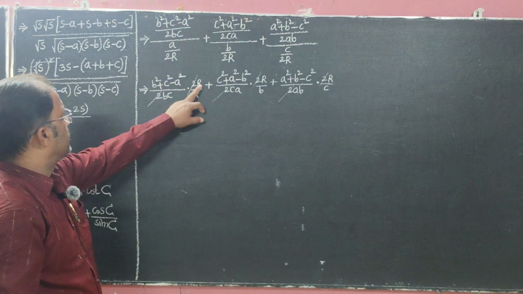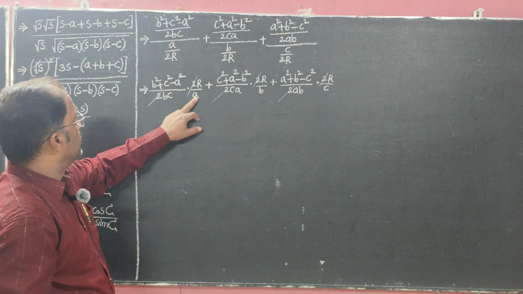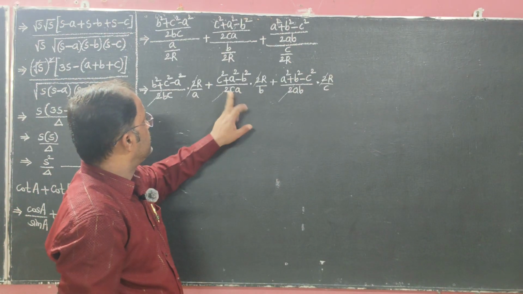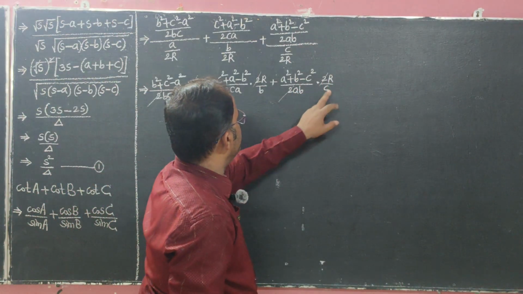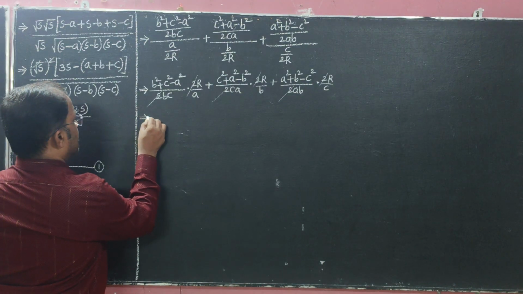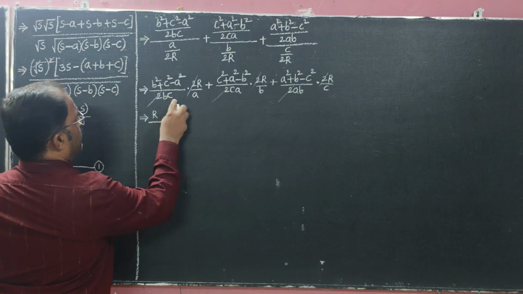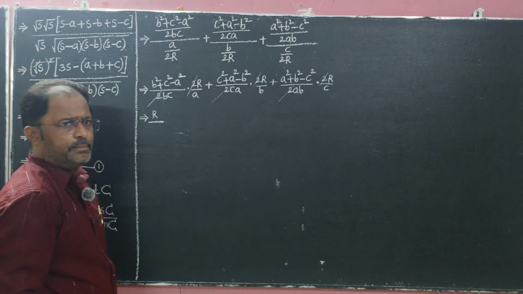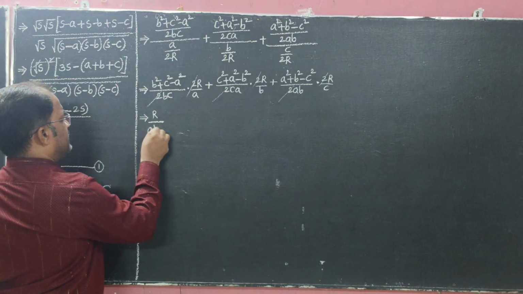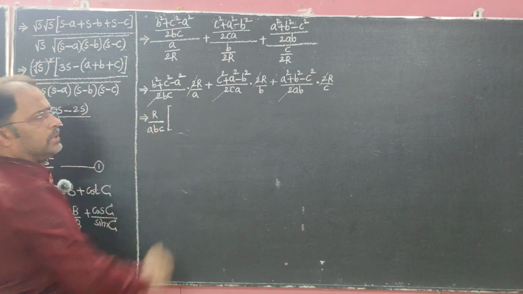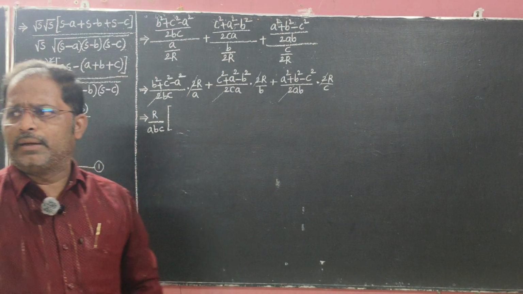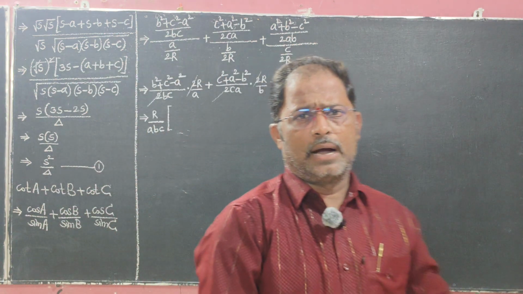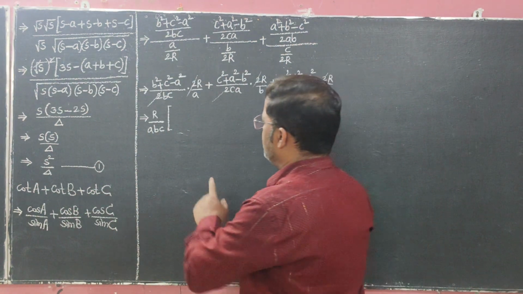See, r is the numerator, and the denominator is abc. From the numerator, r is common, and from the denominator, a into bc is abc. Means from the denominator, abc is common. Clear? From the numerator, r is common, and from the denominator, abc is common.